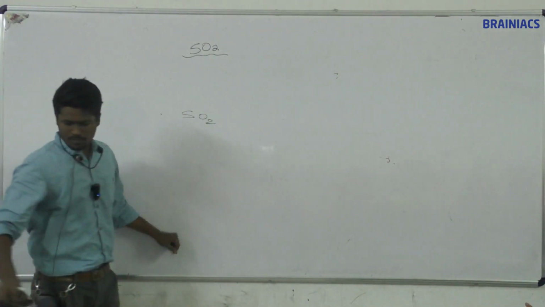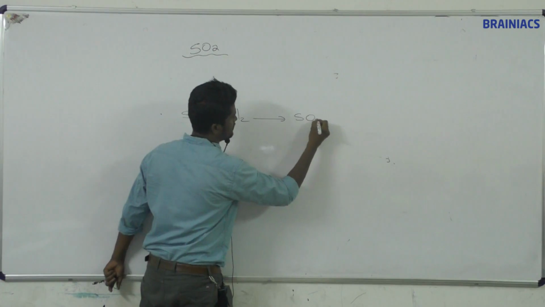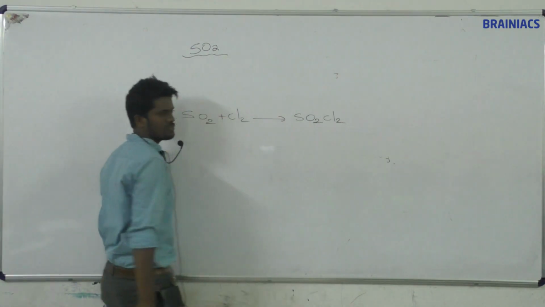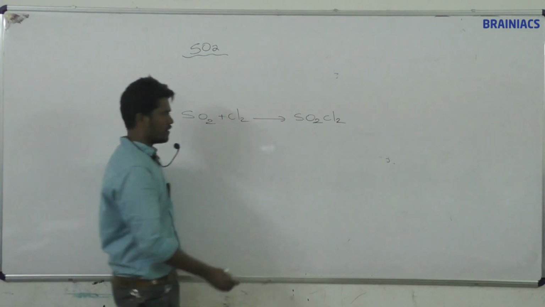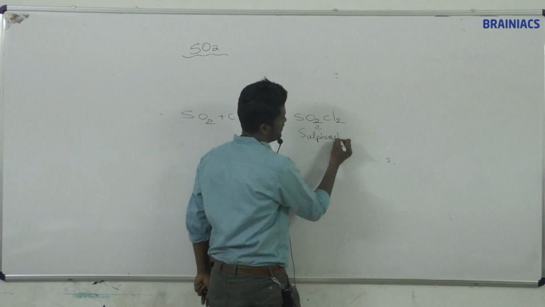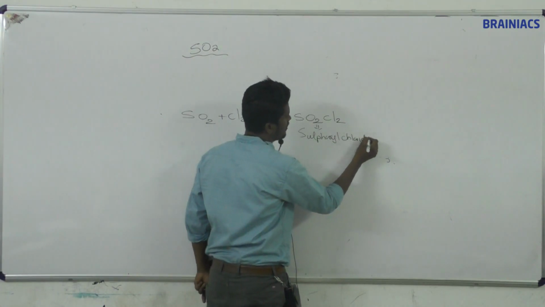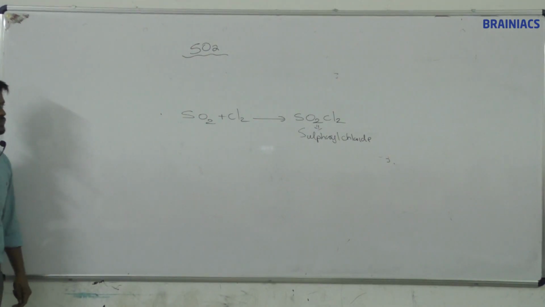SO2 plus Cl2 gives what? SO2Cl2. What is SO2Cl2? Sulfuryl chloride. What is thionyl chloride? SOCl2.